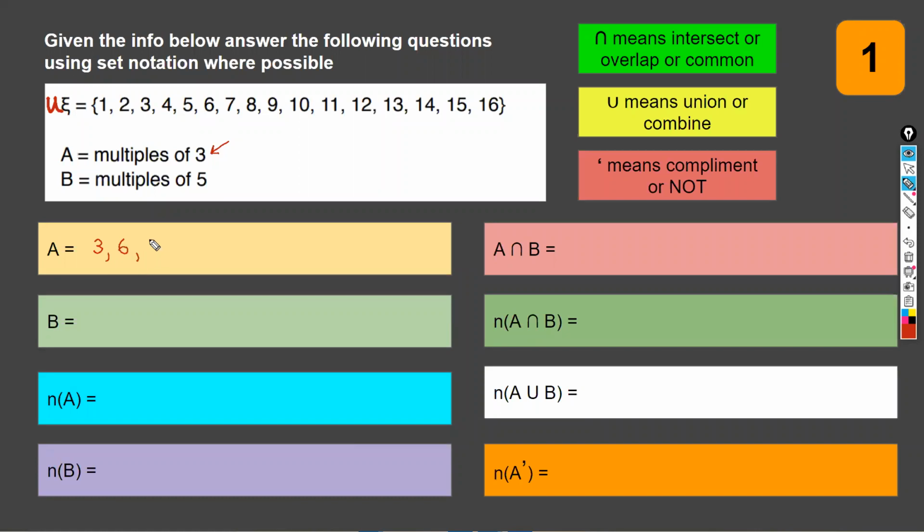3, 6, 9, 12, and what? 15. Am I allowed to put 18? Well, what do you all think? Am I allowed to put 18? The answer is no, because we're only considering numbers from 1 all the way to 16. 18 is larger than 16.